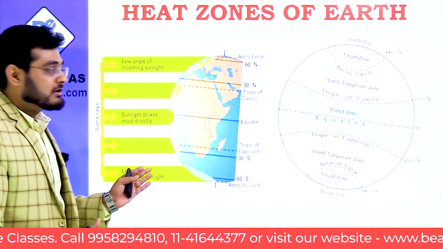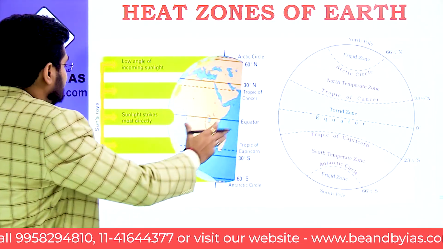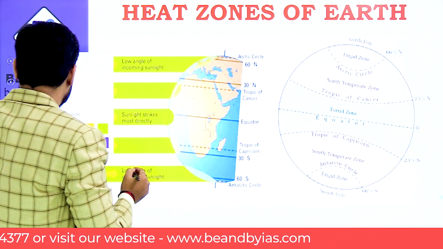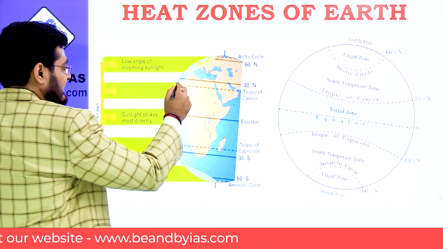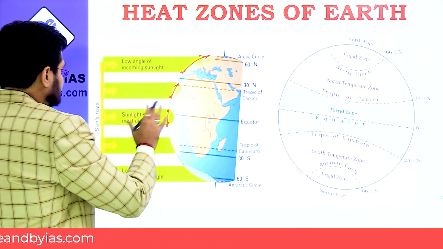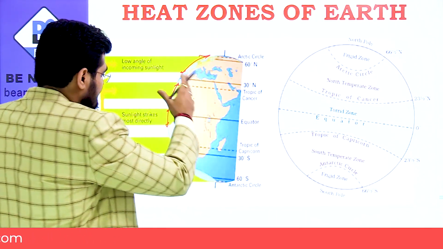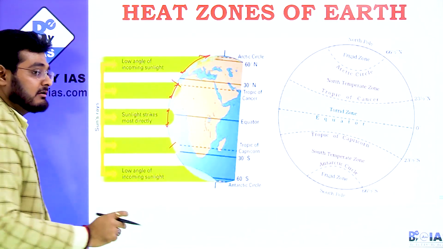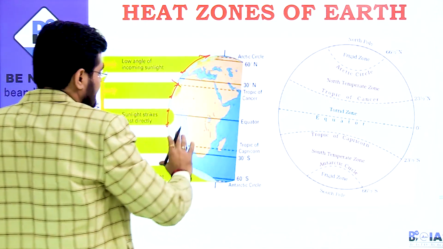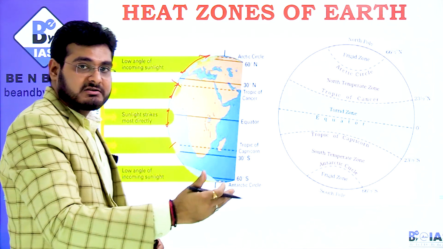Same diagram is given over here. You can see heat zones of earth. As I have told you, I have explained you this. See this area is less, this area is a bit more, and then this area is again more. So this is how it is decided. The rotation and the revolution basically of earth, the tilt of axis, it keeps the maximum intensity of sunlight from summer solstice to winter solstice.